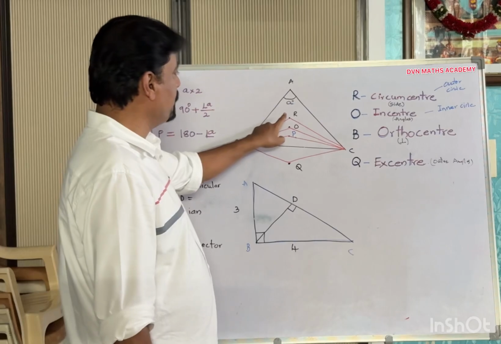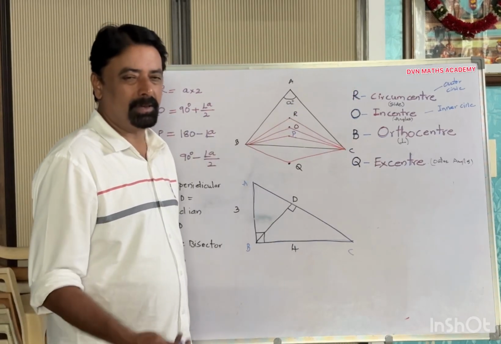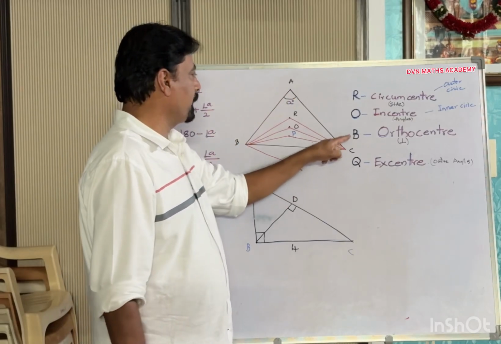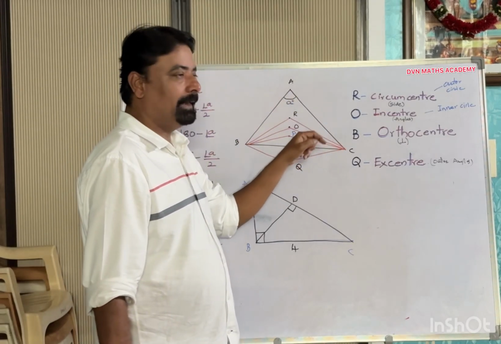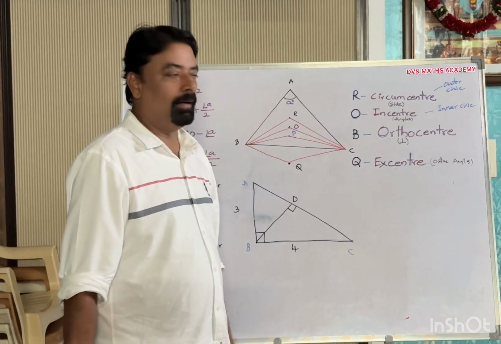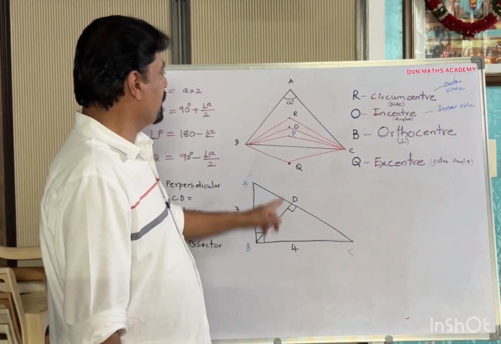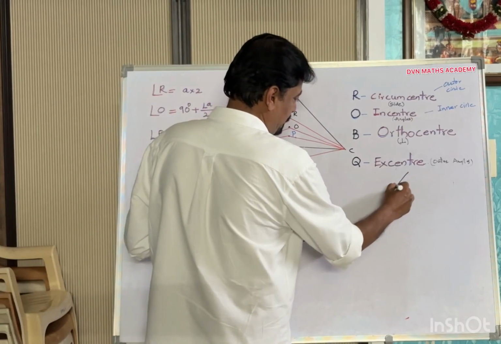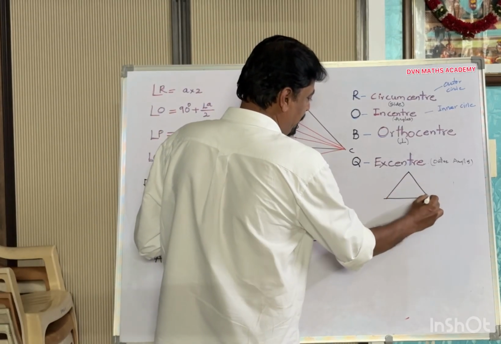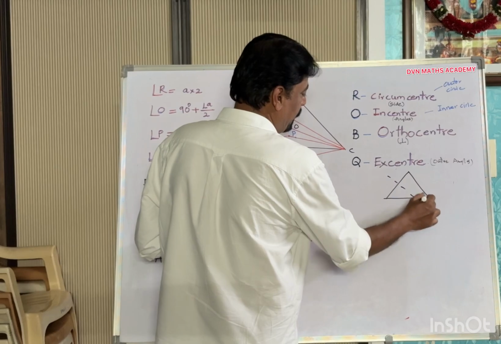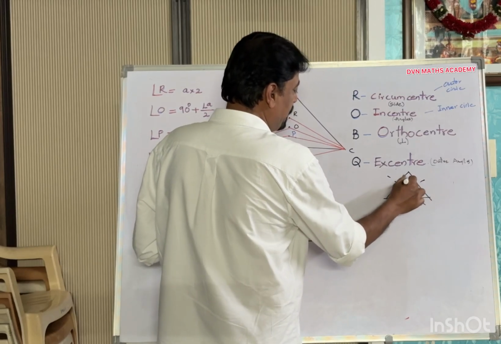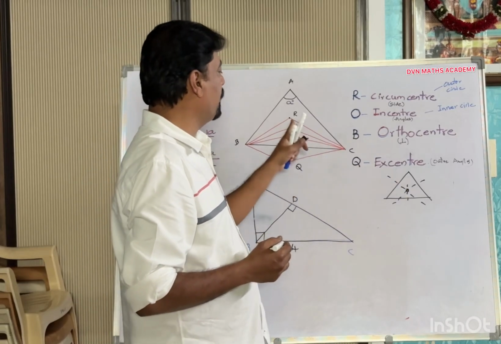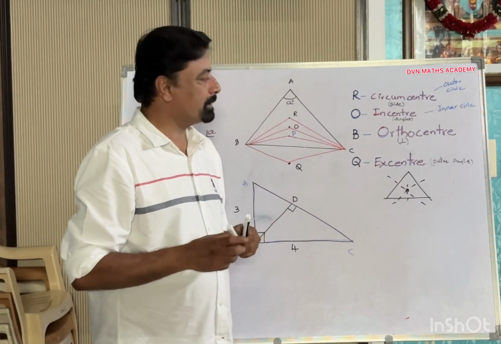The first one, R, is called the circumcenter. Circumcenter, as you know, is nothing but the outer circle. If you want to draw the outer circle to the triangle, we require the circumcenter. We get the circumcenter by making the side bisectors. If you draw the side bisectors of any triangle, where they meet is called the circumcenter. By making the side bisectors, we will get R, that is called the circumcenter.